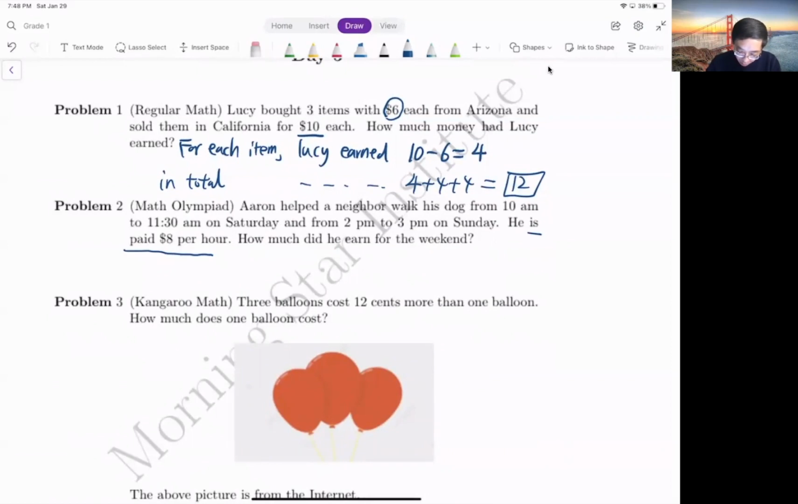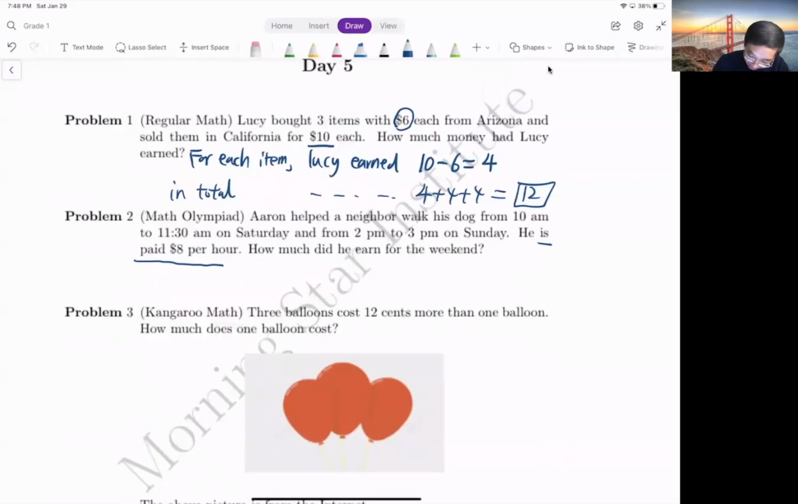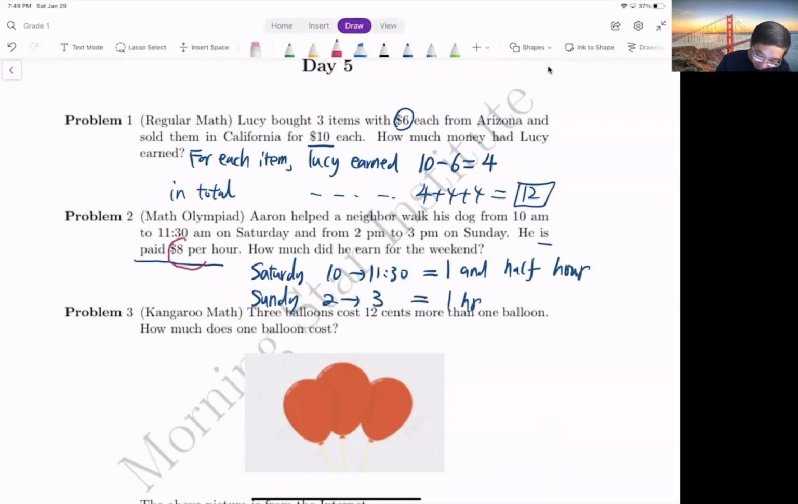Now, what do we have? Okay, so here, on the Saturday, the work is from 10 to 11:30, which is 1.5 hours, right? So it's 1.5 hours. And on Sunday, it's from 2 to 3 p.m., which is 1 hour. And he is paid $8 per hour.